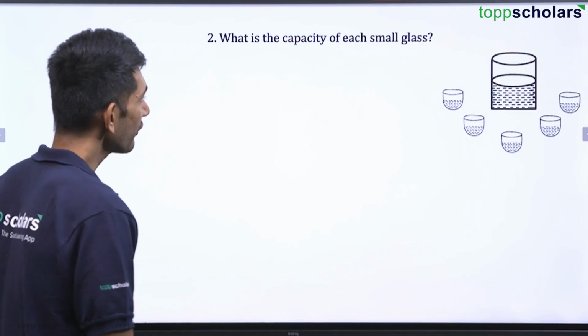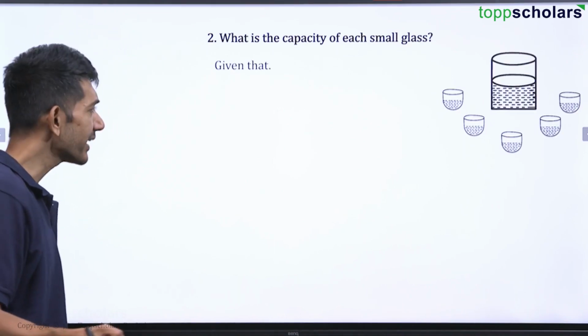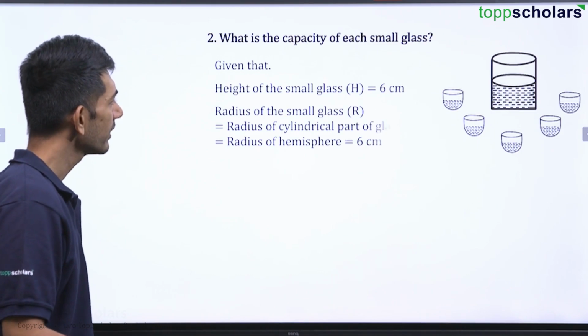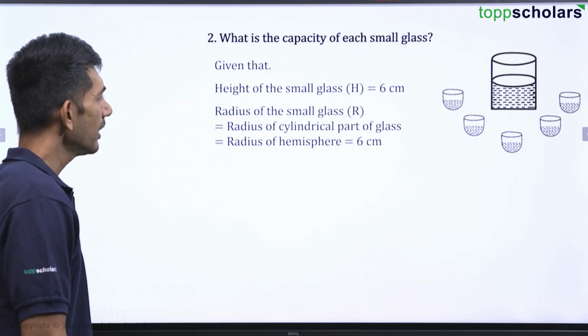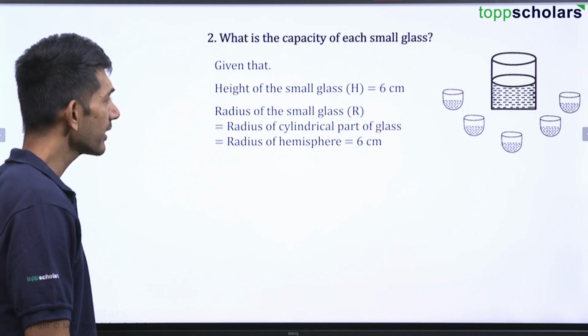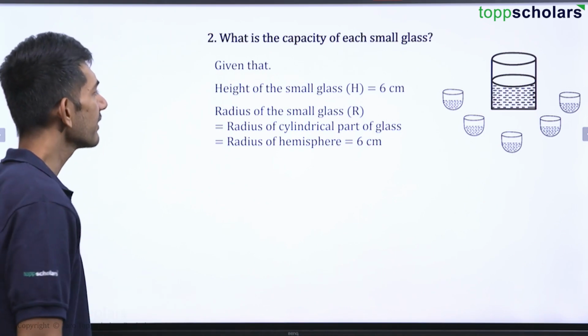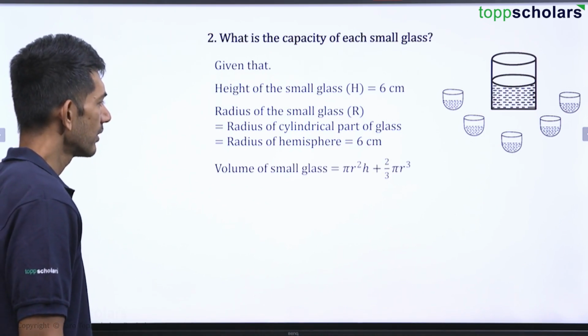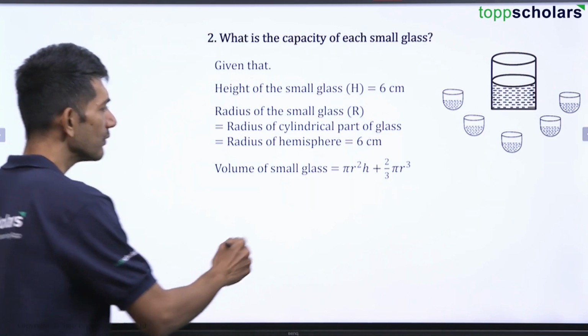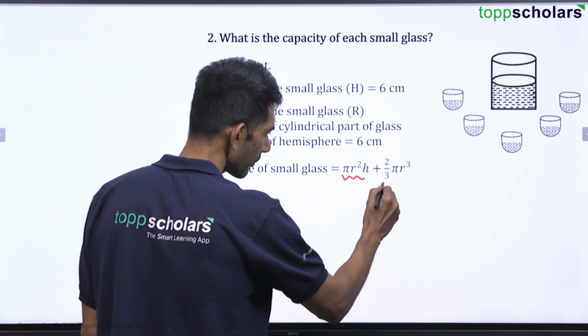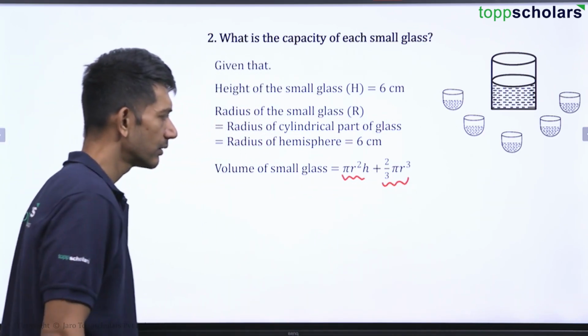Now what is the capacity of the small glass? Again, it is simple. You need the radius, you need the height. Height is given. Radius is also given. Radius of the cylindrical part is 6. Height is given 6. So that's it. Volume will be volume of cylinder plus volume of hemisphere.